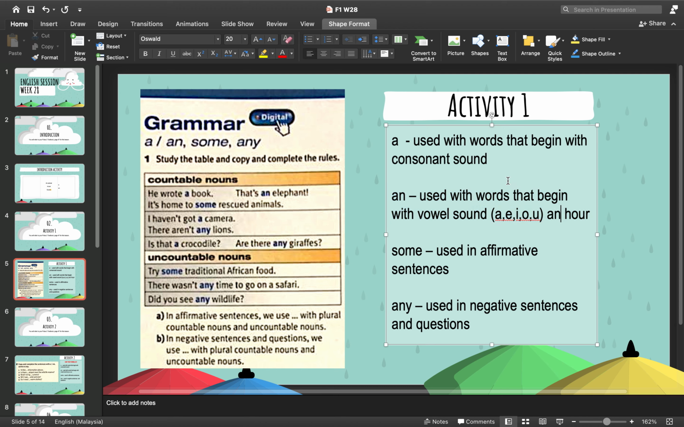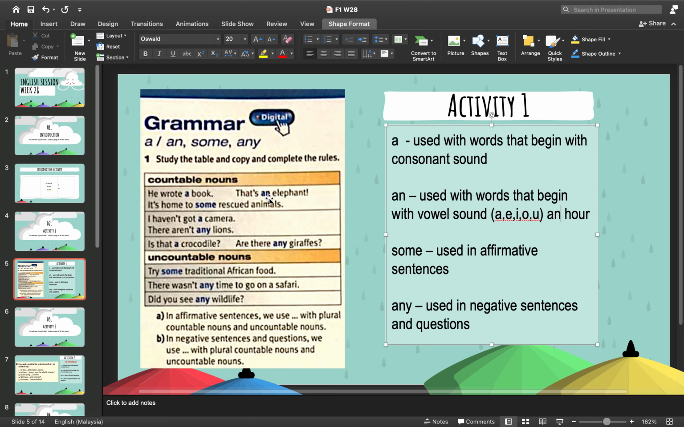Alright? So, a is used with words that begin with consonant sound. If you look at the example here, he wrote a book. So, the word book begins with the sound b, a consonant sound. Thus, we use the word a to show that there is only one book there, a book. We cannot use an because an is only used with words that begin with vowel sound. For example, a, e, i, o, u.